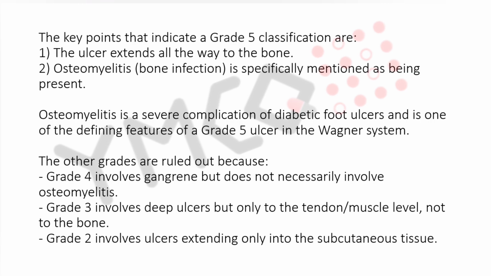The other grades are ruled out because grade 4 involves gangrene but does not necessarily involve osteomyelitis. Grade 3 involves deep ulcers but only to the tendon, muscle level, not to the bone. Grade 2 involves ulcers extending only into the subcutaneous tissue.